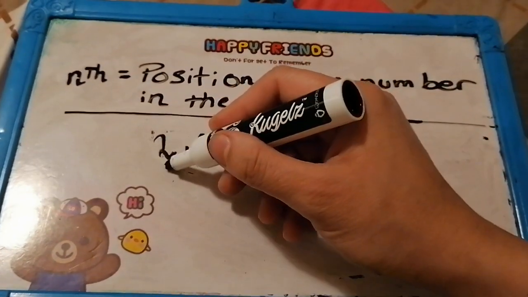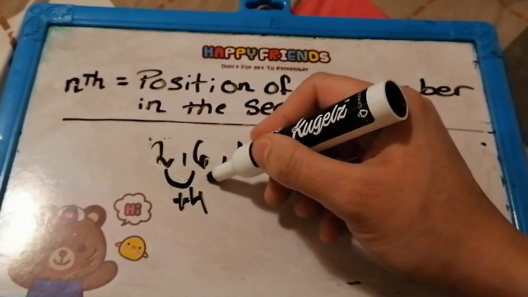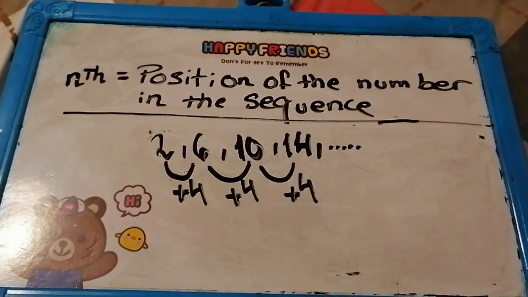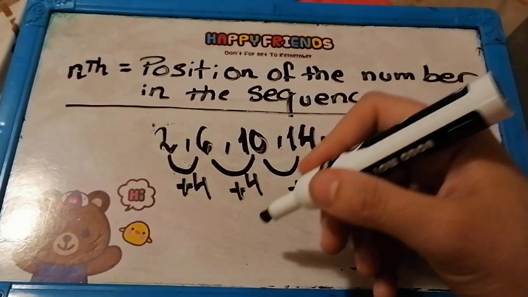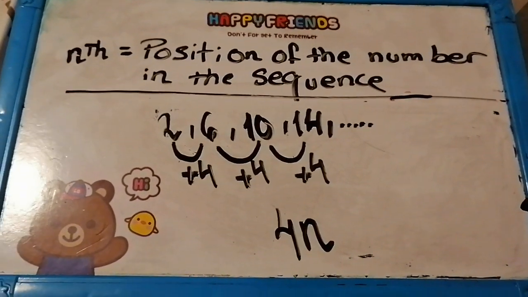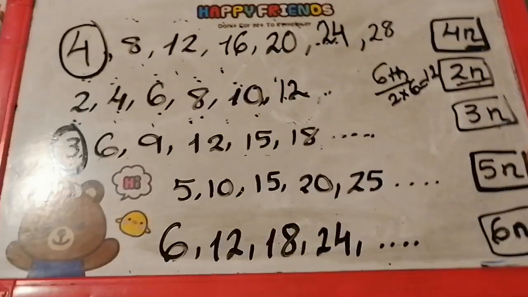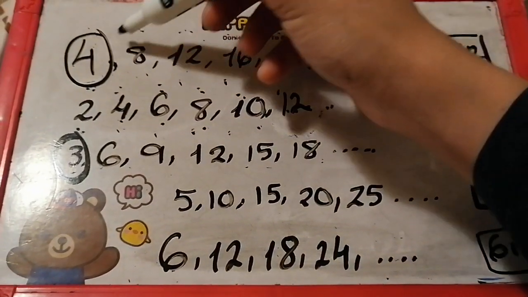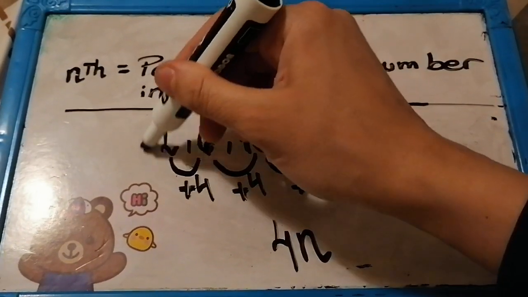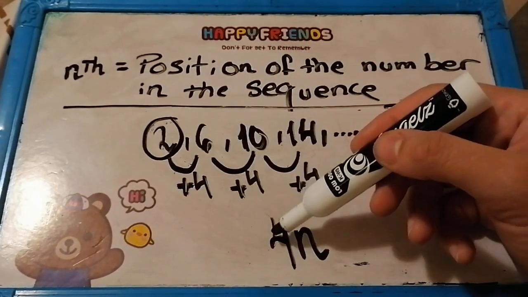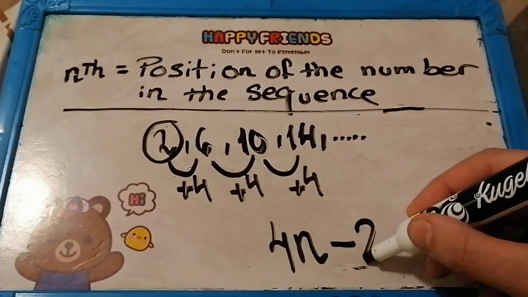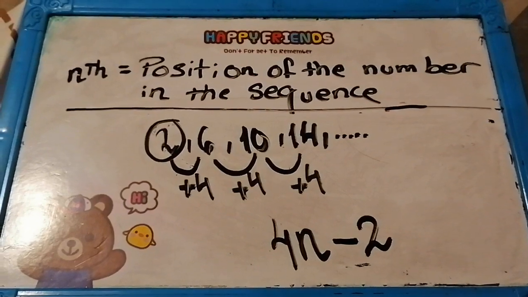So it's going up by 4, right? I check by 4. Okay, so 4n, this is what I will start with, because if it's counting by 4, it is 4n. But 4n, as we agreed, is the formula for the sequence that is starting with 4. But this sequence is starting with 2, right? So 2 is less than 4 by 2. So I will write 4n minus 2. Right? I hope it's easy.